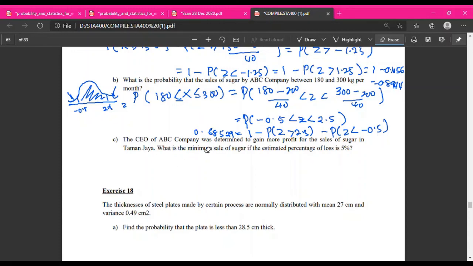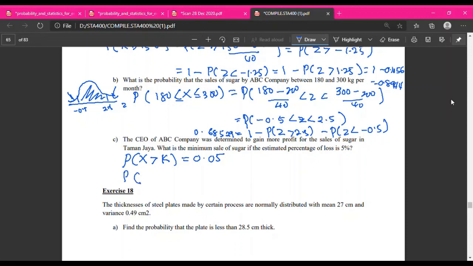The CEO of ABC Company was determined to gain more profit for the sales of sugar in Taman Jaya. What is the minimum sale of sugar if the estimated percentage of loss is 5%? Okay, estimated of loss only 5%. What is the minimum sales? So, X, it will be more than, okay, the minimum sales, more than the value of K. Let's say kita nak tahu value of K ni berapa, adalah only 5% loss.